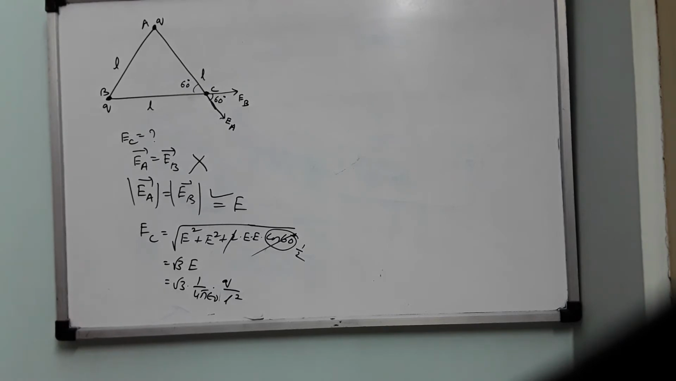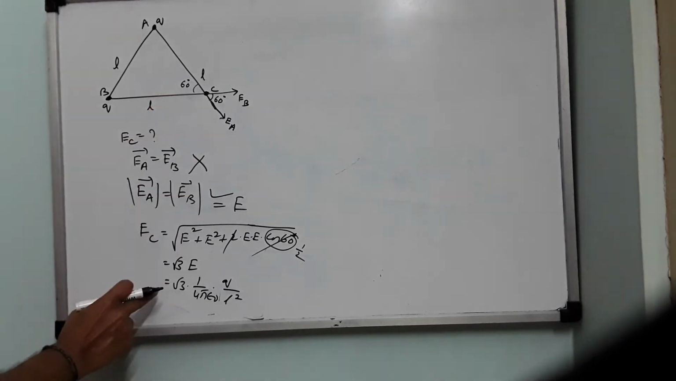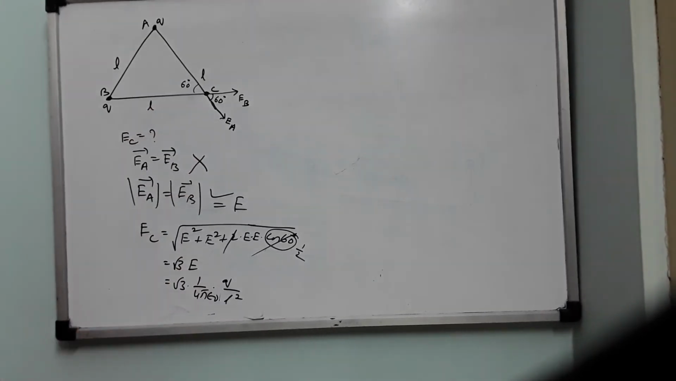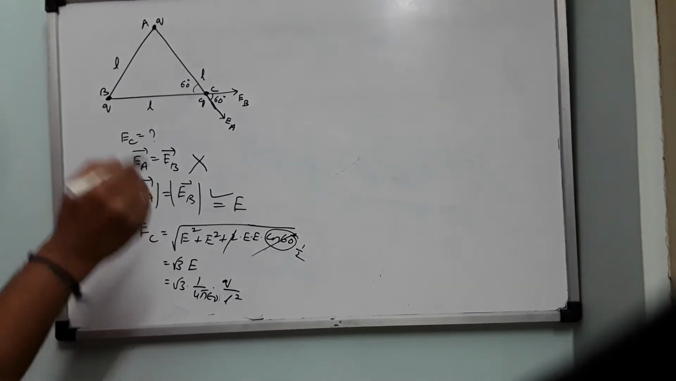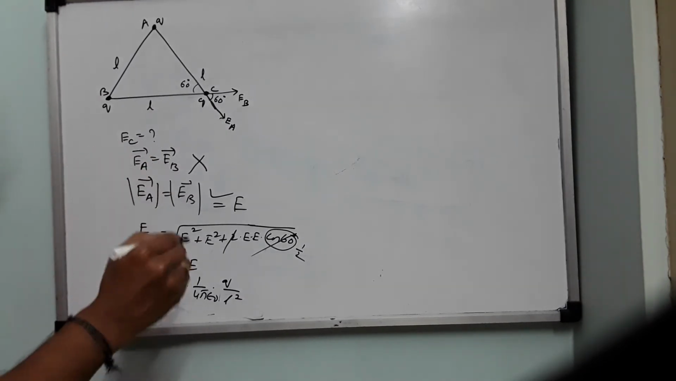So this is the answer. What is the net electric field at point C? It is root 3 into 1 by 4 pi epsilon naught into Q by L square. Yesterday we have seen if you have another charge Q here. Yesterday we have done this, in fourth video lesson we have done this.